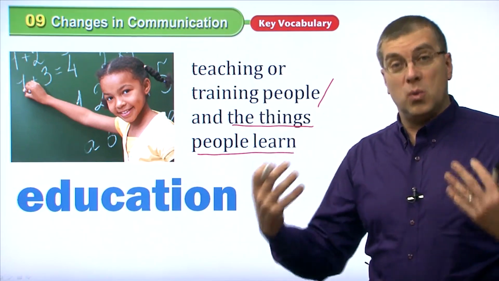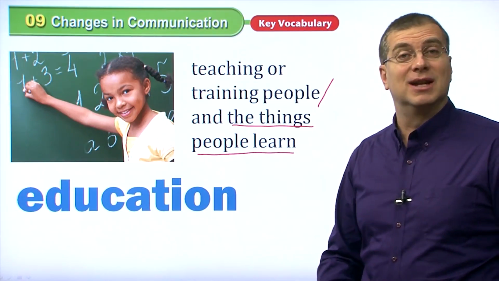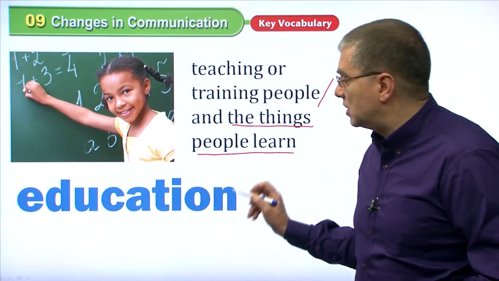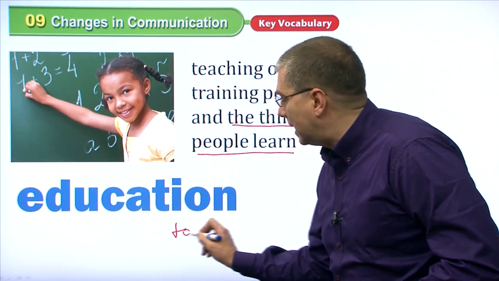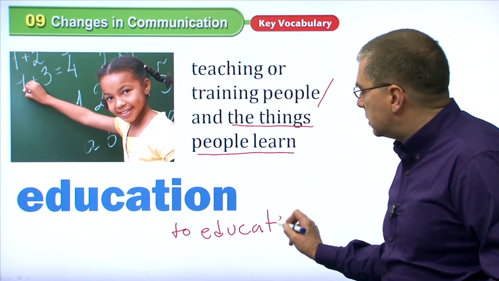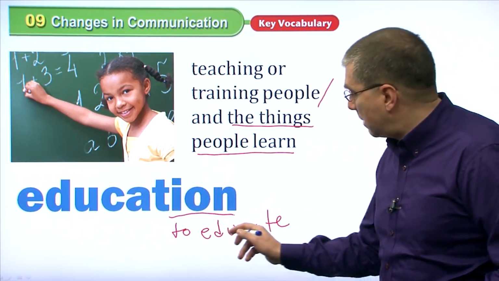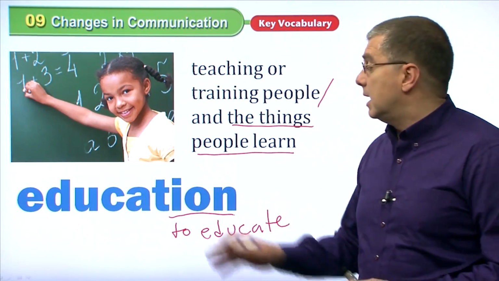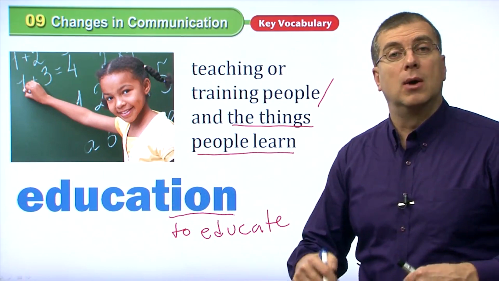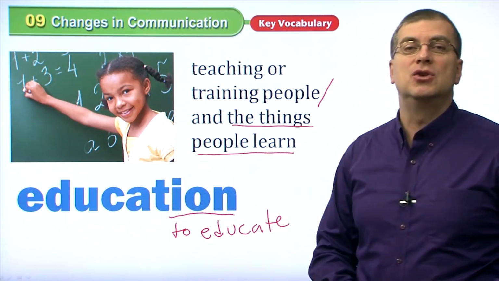Right now, we are involved in education. What we're doing right now is education. I am educating you guys, right? Education is a noun, but to educate is a verb. Educate. So you see, we can take many of these I-O-N nouns and make them into verbs, right? Education. We are involved in education right now. I am educating you. So, good word, education.